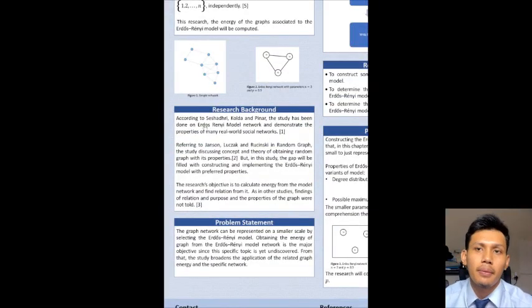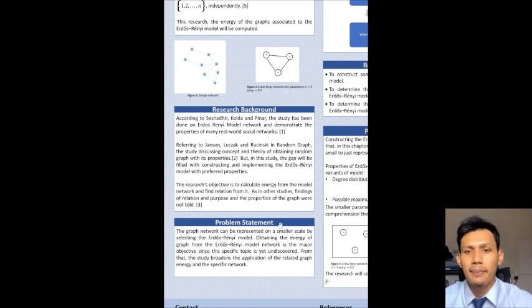Research background. According to Seshadri, Korda, and Pina, a study has been done on the Erdős-Rényi model network and demonstrates the properties of many real-world social networks. The main objective of this research is to calculate the energy from the model network and find relations from it.